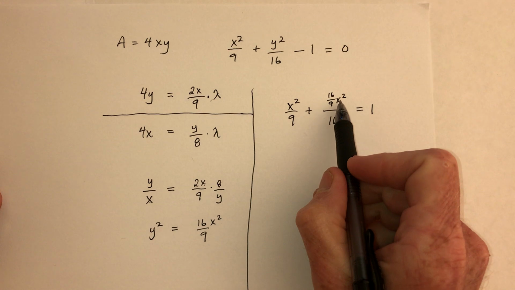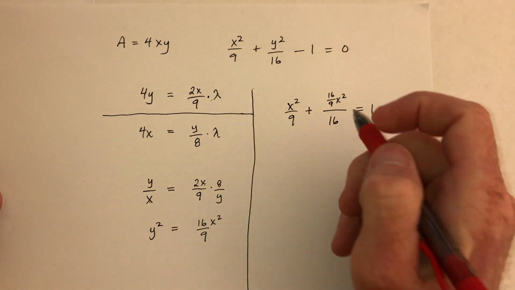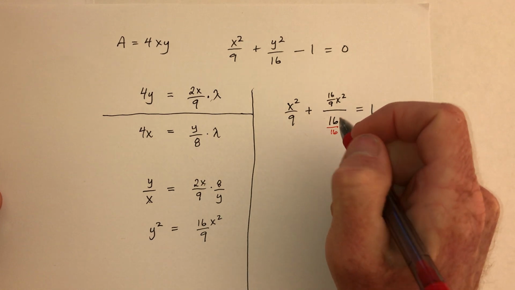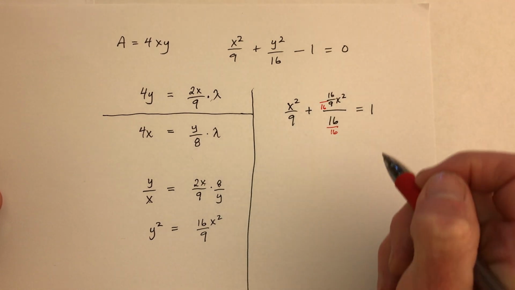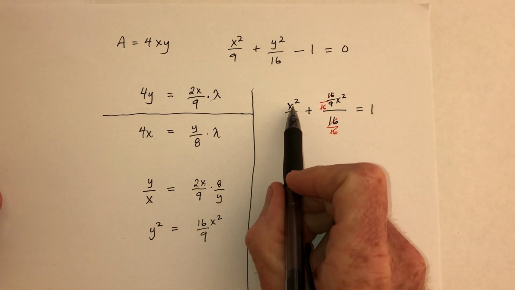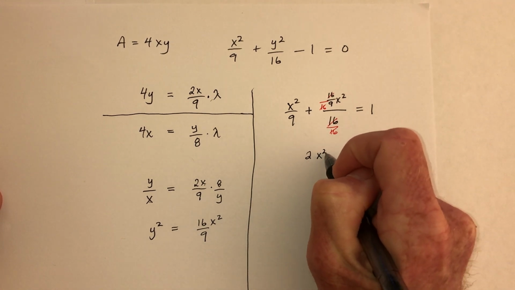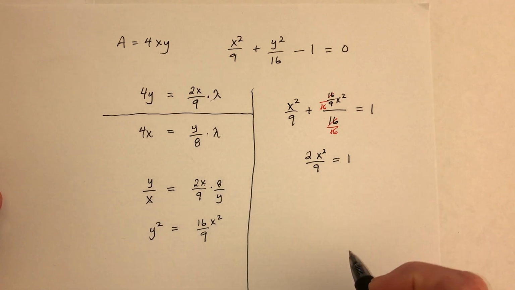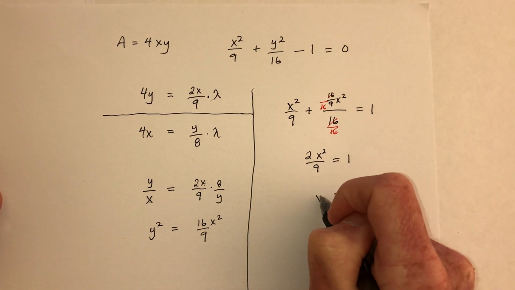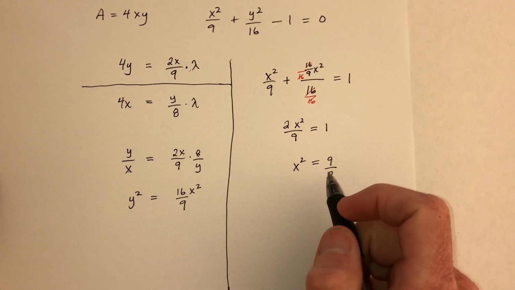Okay, so this is basically x squared over 9, and then you could multiply by 1/16, or in other words, divide by 16 on the bottom. You could also divide by 16 on the top, and then cancel, cancel, cancel, cancel. So what it leaves is x squared over 9 plus another x squared over 9. So I have 2 of them that are x squared over 9 equals 1. And then multiply both sides by 9 and divide both sides by 2. All right, then take the square root.